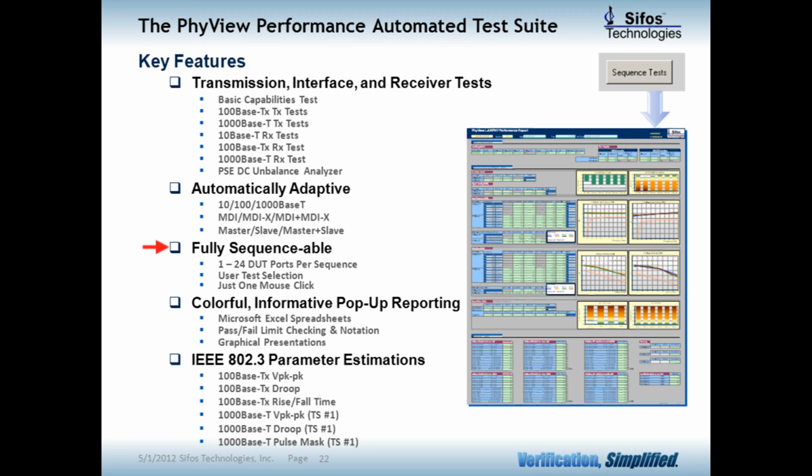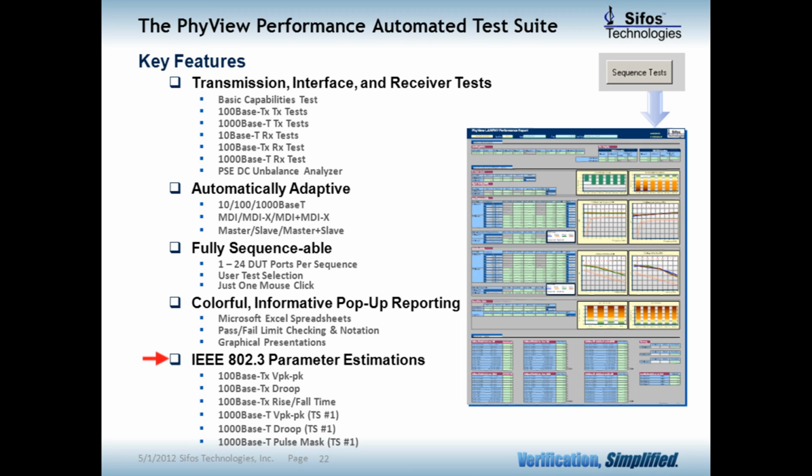The test suite can automatically sequence up to 24 ports to a single test report. Users may select both tests and ports to include in a sequence. The standard test report is a colorful and informative pop-up Excel spreadsheet workbook with 1 page per port tested. The report includes color-coded notations and graphics for all tested parameters to rate them as excellent versus marginal versus failing.